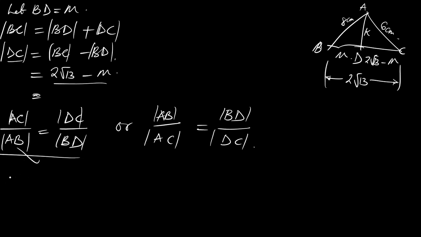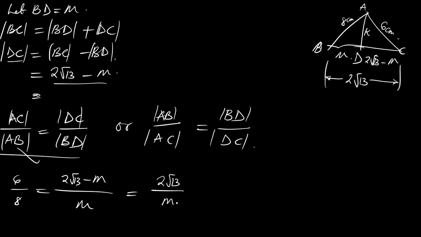So now, my AC here is 6, divided by my AB here, which is 8, is equal to my DC here, which is 2 root 13 minus m, divided by my BD, which is m. So since we have this, I can also express the right hand side as 2 root 13 m minus m divided by m.